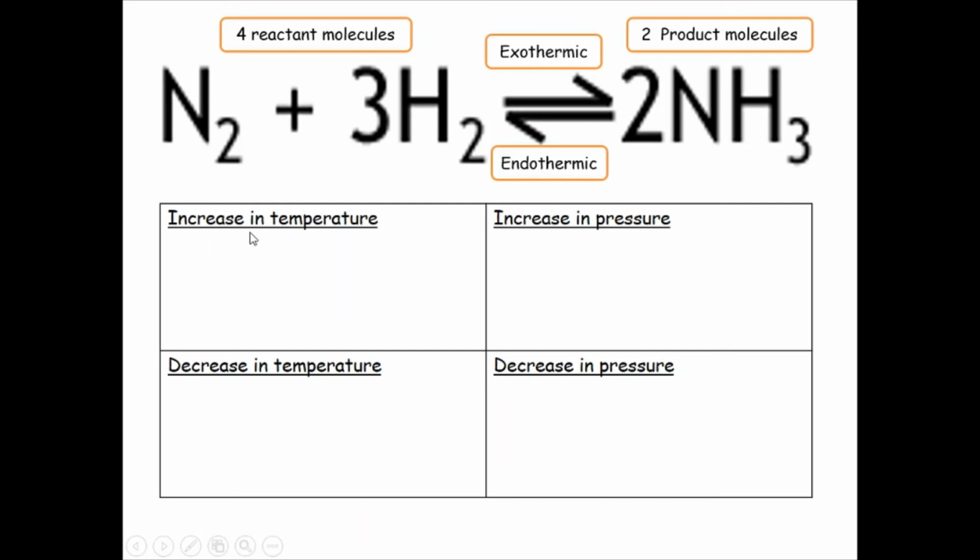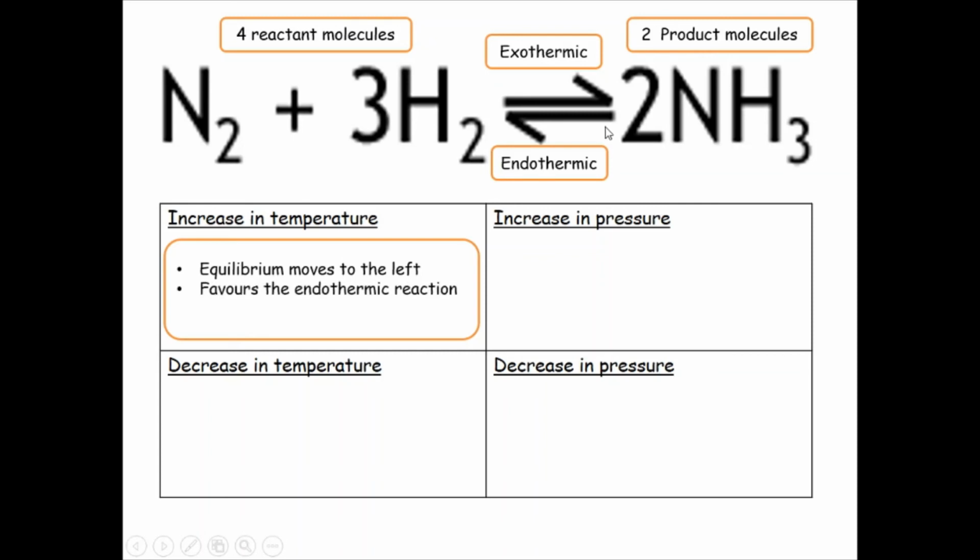Then you bullet point what would happen to equilibrium position when an increase in temperature occurs, a decrease in temperature, increase in pressure, or decrease in pressure. Now, you only technically need to know 3 points, and then the other 3 points will be opposite. Okay? So, if we increase the temperature, equilibrium moves to the left. It favors the endothermic reaction, the lower yield of product.